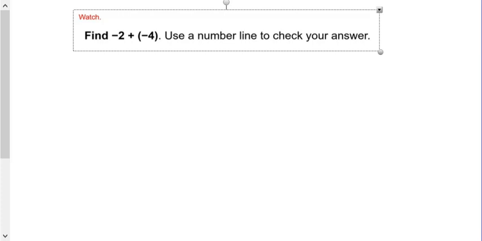Okay, so here's one that I'm just going to do as an example for you. You do not need to write this one down. This is just an example. So it says find -2 plus a -4. Use a number line to check your answer. Okay, so for me, I like to think of it as we're combining these numbers. So we have 2 negative soldiers here, and then we got 4 negative soldiers here. Okay, and if we combine them all together, we have -6 soldiers.